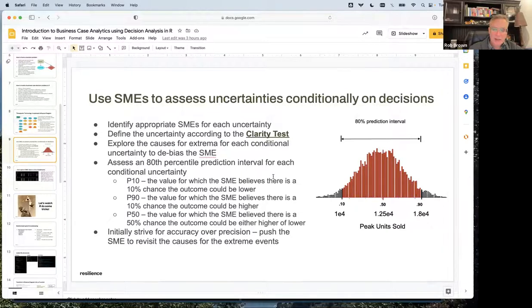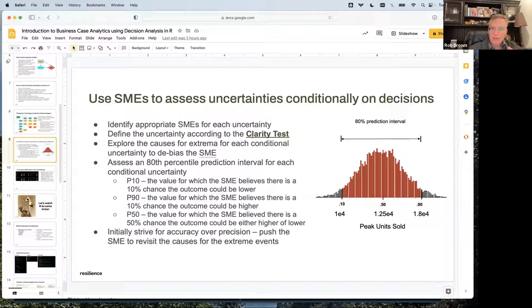I'm not going to expend a whole lot of time on this slide per se, but I do want to point out that what we will do with a subject matter expert is, first of all, make sure that they understand the uncertainty that we're asking them to assess very clearly using the clarity test. In the presentation material, I've got a link here that you could follow to find out more about what the clarity test actually means. But essentially, you just want to make sure that the uncertainty is defined so well that there is no disagreement or misunderstanding between you and the subject matter expert about what is meant.